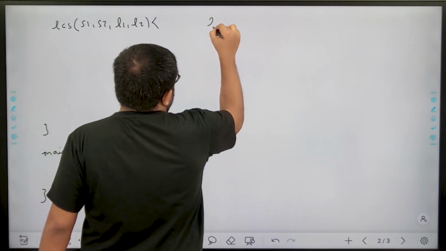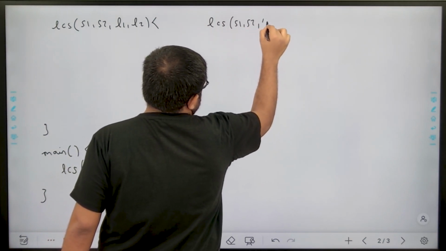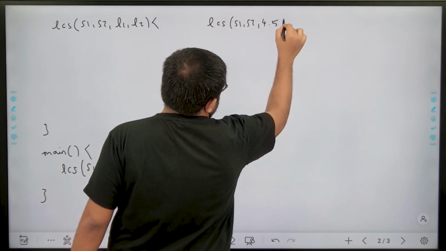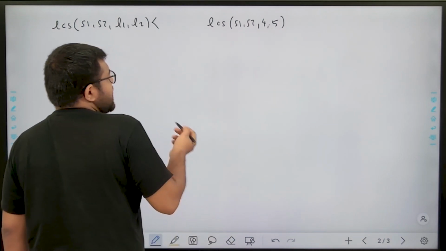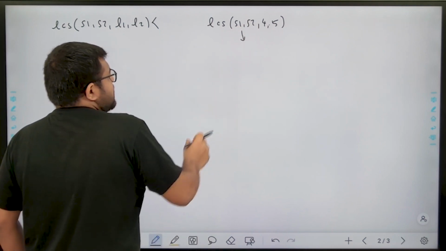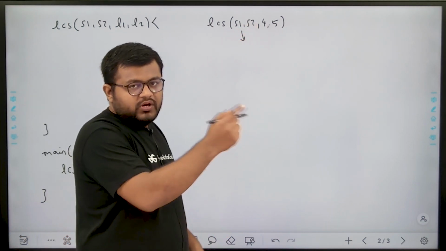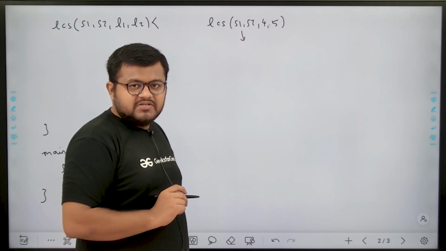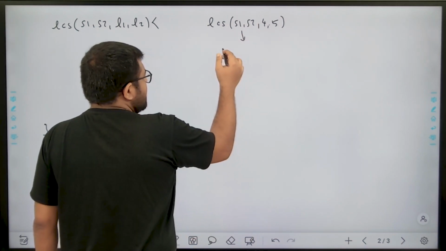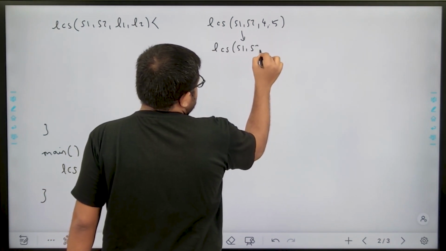So it would be longest common subsequence of strings S1, S2. Suppose the length of the first string is 4 and the length of the other string is 5. Suppose I decided to take the last character, the fourth character from S1 and the fifth character from S2, into my answer. Suppose they both are matching, they are a common character, then I will call longest common subsequence of S1, S2.